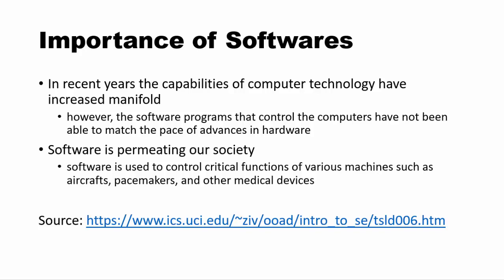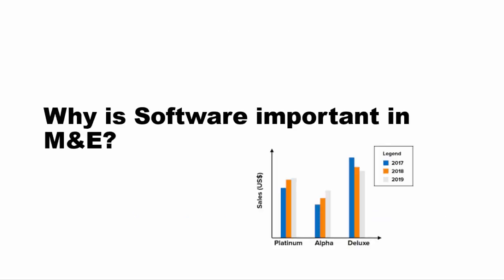It's because of these softwares. Okay, so why is software important in M&E? This is what we need to discuss. And for those of you who watched my previous video, I talked about some of these things, but we're going to talk about this further because it's very important we do.